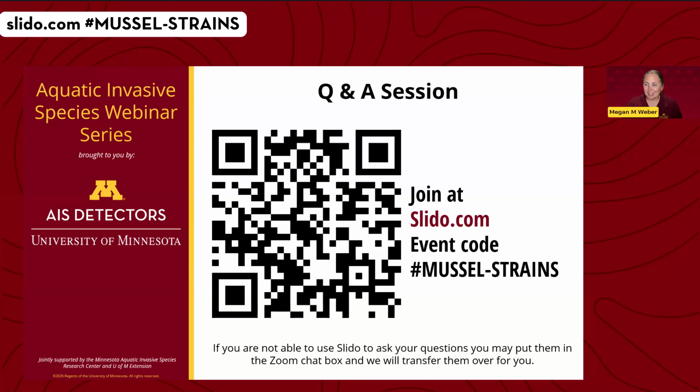Cool. Perfect. All right. Next question is wondering if your research would support that the zebra mussel infestation in the Mississippi River is closely related to that in the Illinois River.